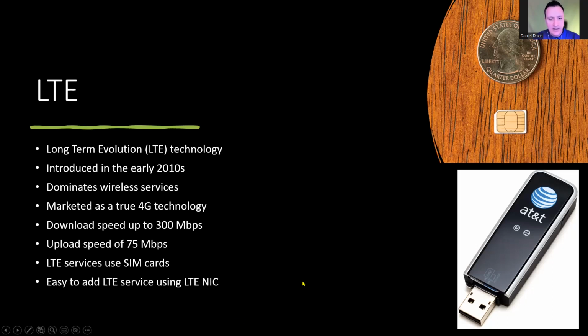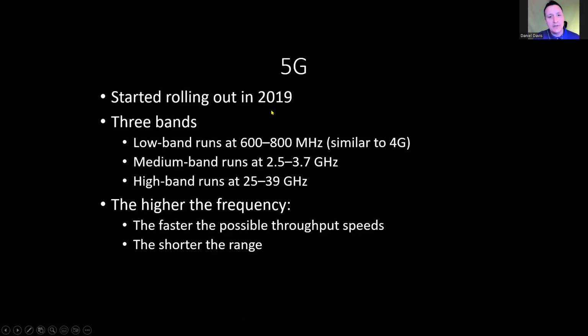5G started rolling out in 2019 and has 3 bands: a low band that runs at 600 to 800 megahertz, similar to 4G, a medium band that runs at 2.5 to 3.7 gigahertz, and a high band that runs at 25 to 39 gigahertz. The higher the frequency, the faster the possible throughput speeds, but the shorter the range.